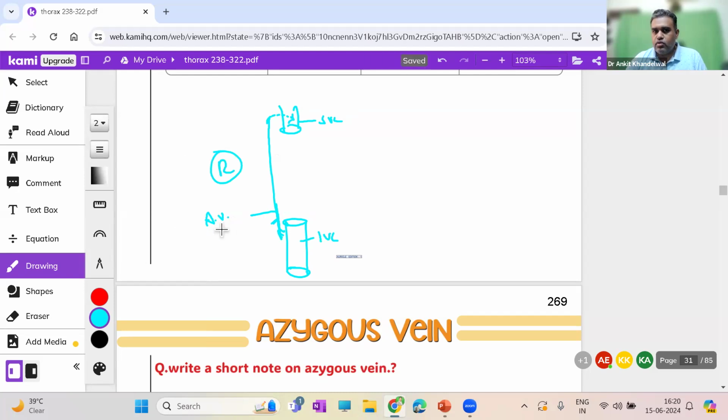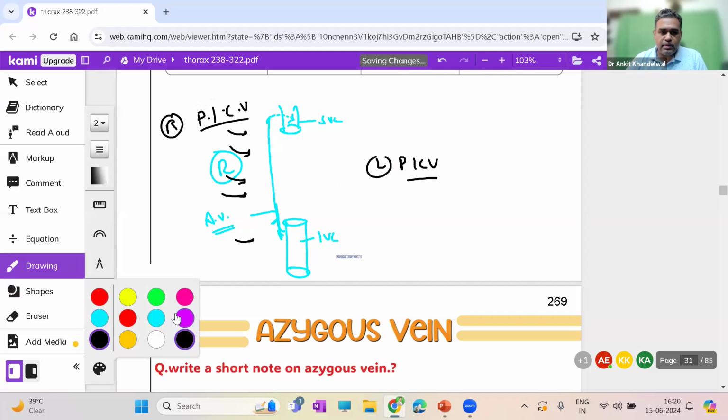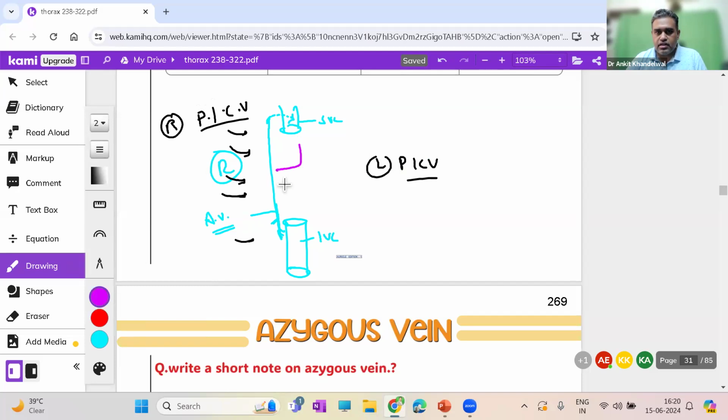What will the azygous vein be draining? It is going to drain all the right posterior intercostal veins. From here we have the right side posterior intercostal veins, and they all drain into the azygous vein. But what about the left side posterior intercostal veins? For them, we have one more set of veins over here, known as hemiazygous veins. They help to drain the left side posterior intercostal veins. This whole system, comprising the azygous vein, accessory hemiazygous and hemiazygous veins, is known as the azygous system of veins.